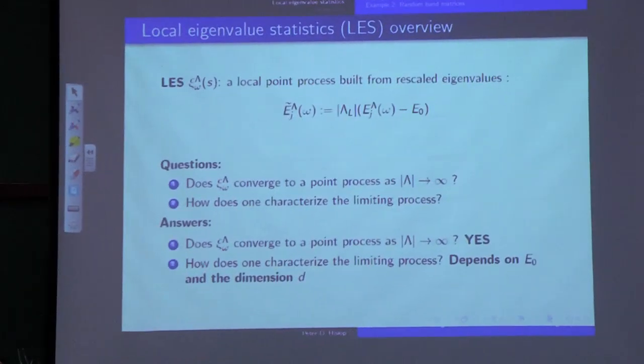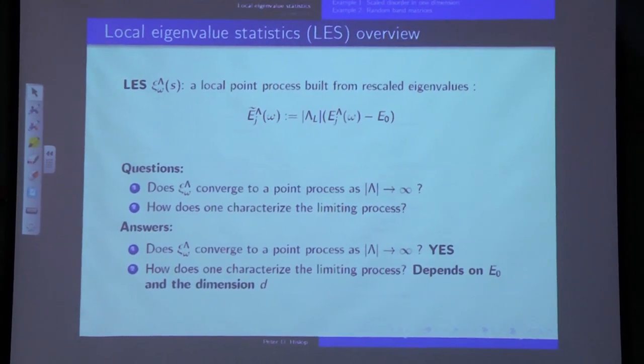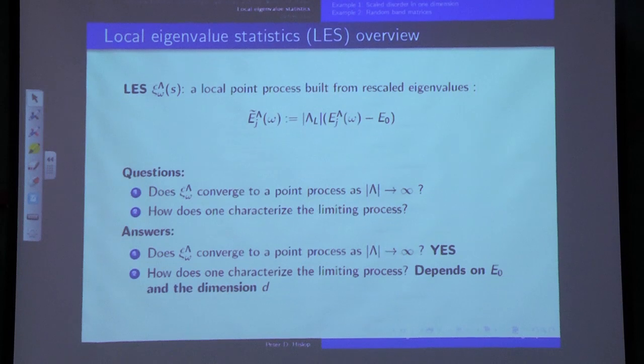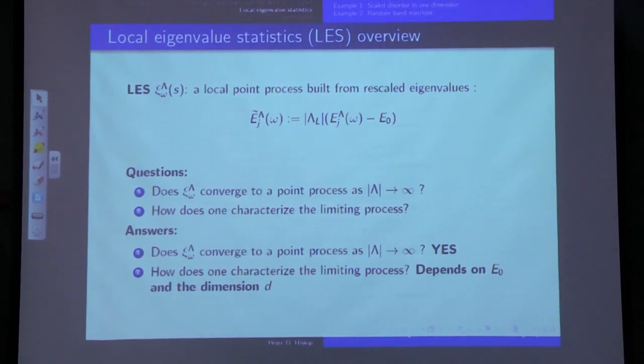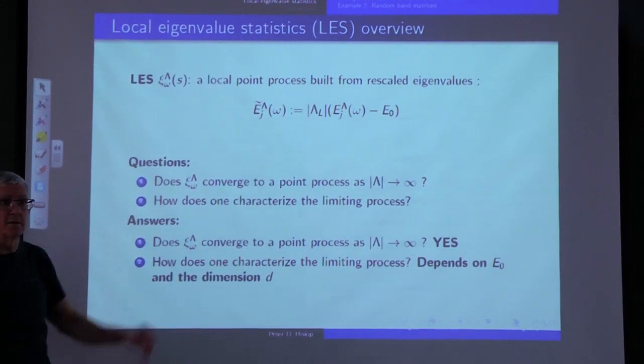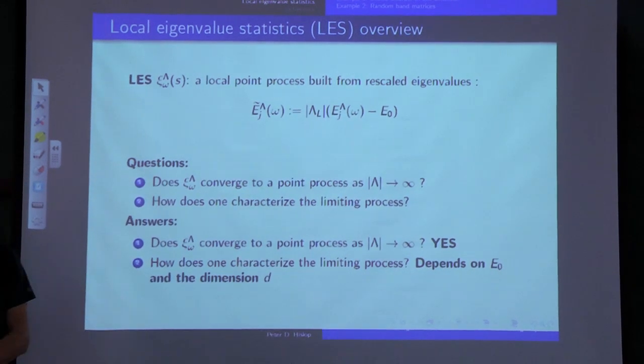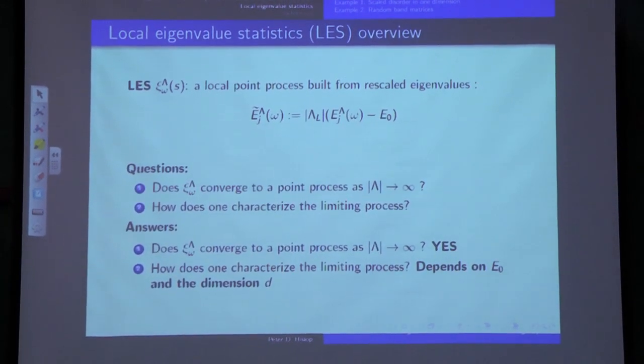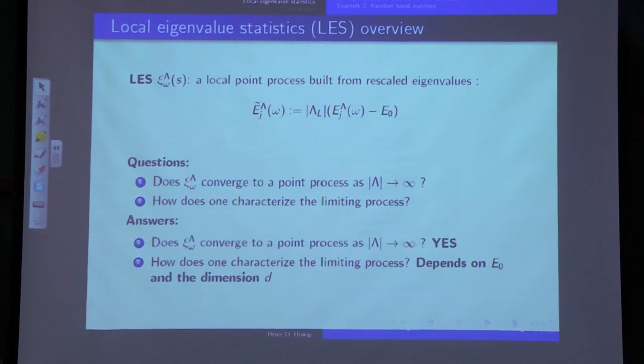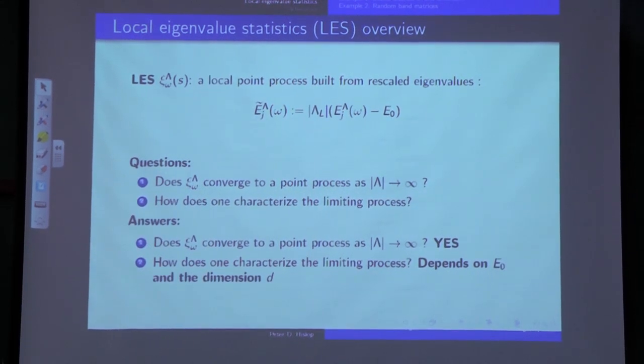So then there are a number of questions about this. First of all, does it converge as I take the volume to infinity? And then, can I characterize the limiting point process? This has been a question in the field since about the 80s, when Molchanov did some work on one-dimensional models. It really got a boost in the late 90s when Minami proved some strong results I'll mention on the next page. And it's a continuing interest of people working in random Schrodinger operators.